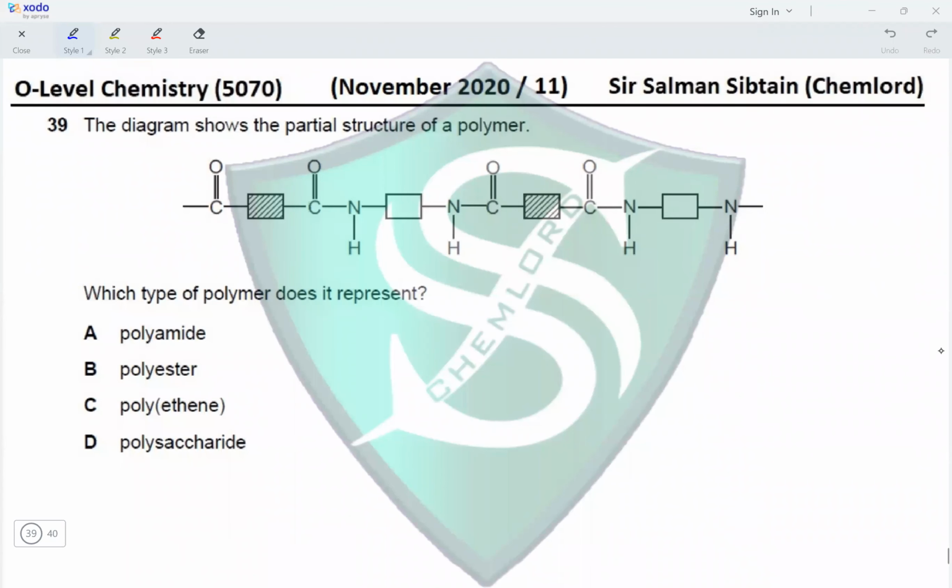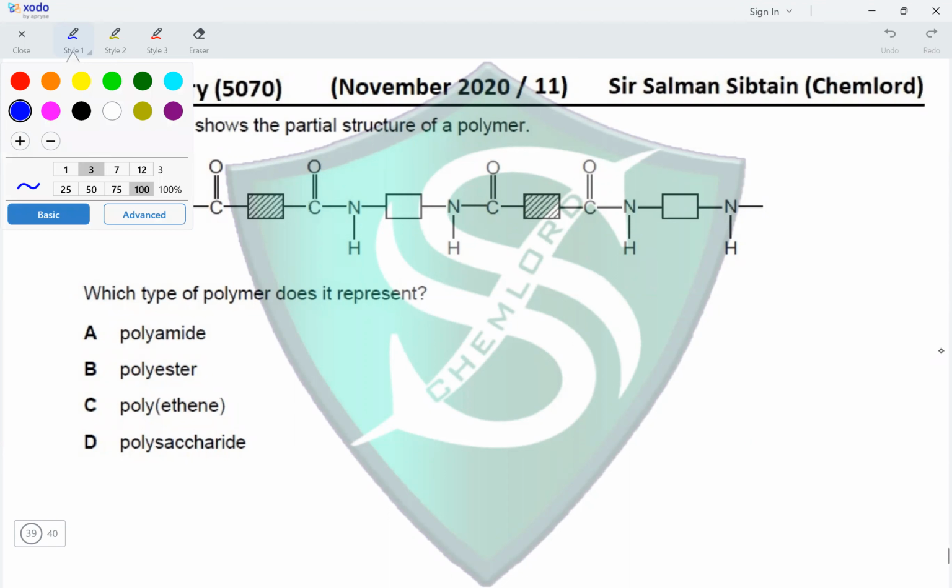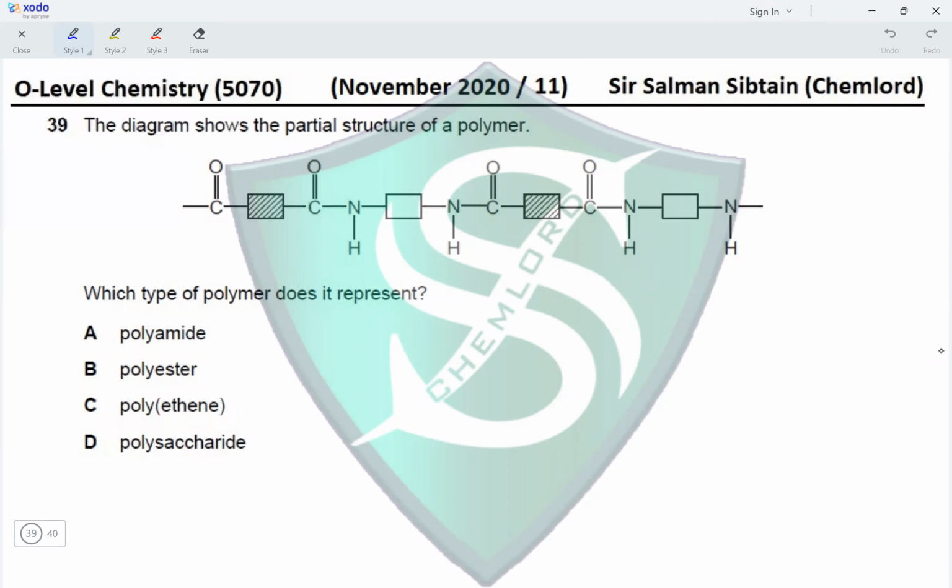Question 39. The diagram shows the partial structure of a polymer. Okay, now in this polymer, I can see a C double bond O and an N-H bond. So this is a polyamide actually. So are they asking for the monomers? No. Which type of polymer does it represent? It's a polyamide. Polyester would have a C double bond O single bond O bond. So it is not a polyester.